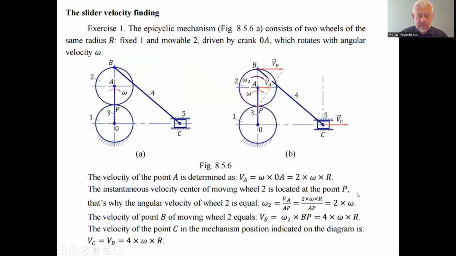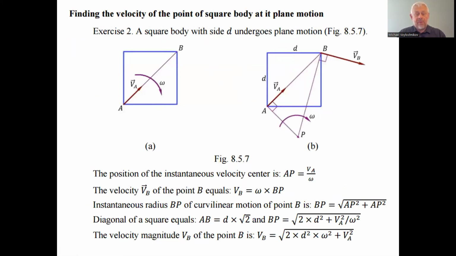Next exercise, exercise 2. A square body undergoes a plane motion. So we have the square body shown on figure 857, with points A and B. It is required to find the velocity of the point B, given the velocity of the point A, which is VA, and the angular velocity of the rotation of this square in the flat motion.